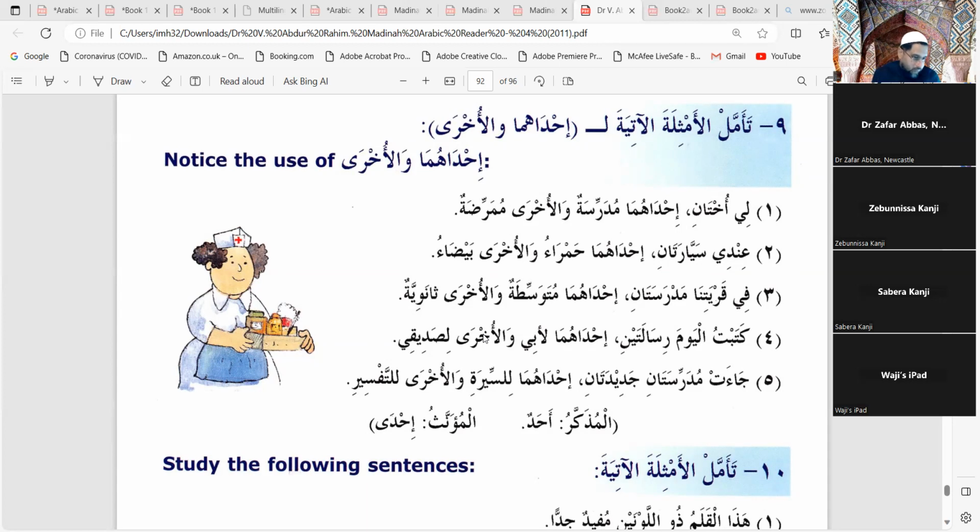So in our town there are two schools. One of them is secondary and the other one is middle. Right.